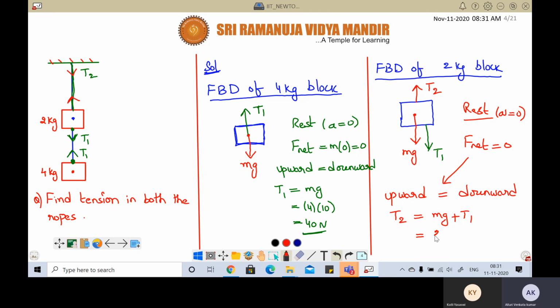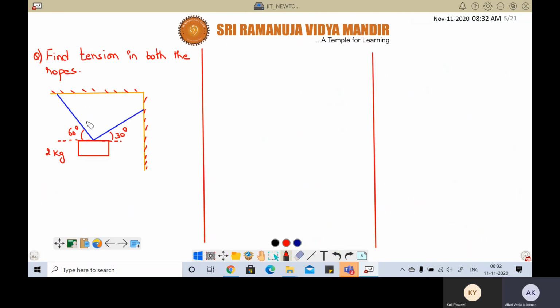mg, m is what? 2, so 20. T1 we already got, correct or not? T1 is 40. So 20 plus 40, 60. Correct? Easy or difficult? Easy only, sir. Easy. Okay. Next problem. Find the tension in both the ropes.